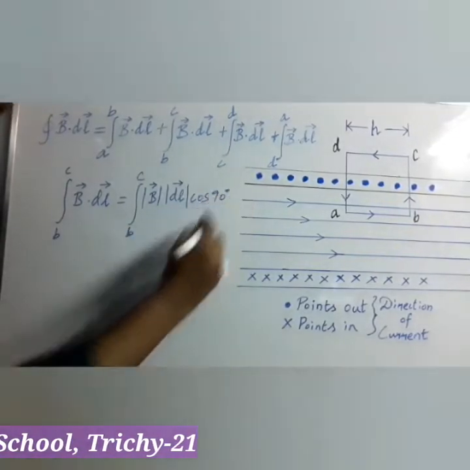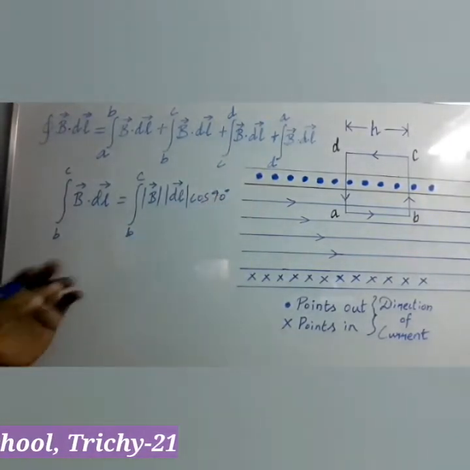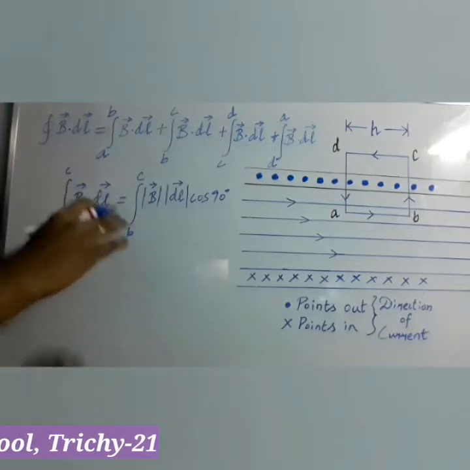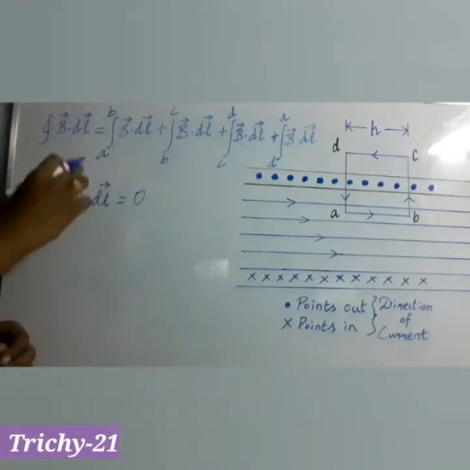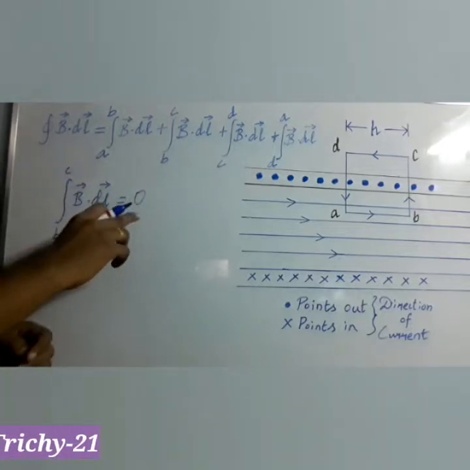So what is the value of cos 90? That is nothing but 0. So this integral value will be equal to 0. So the integral from B to C is equal to 0.